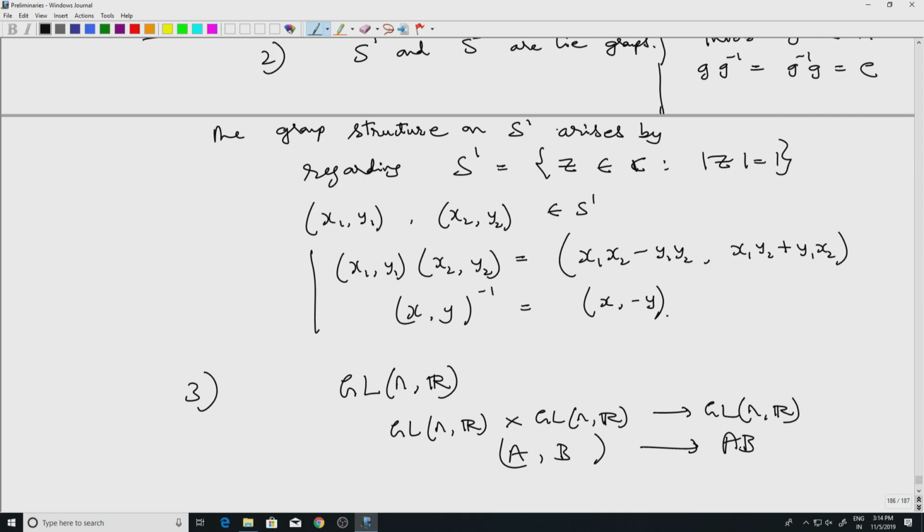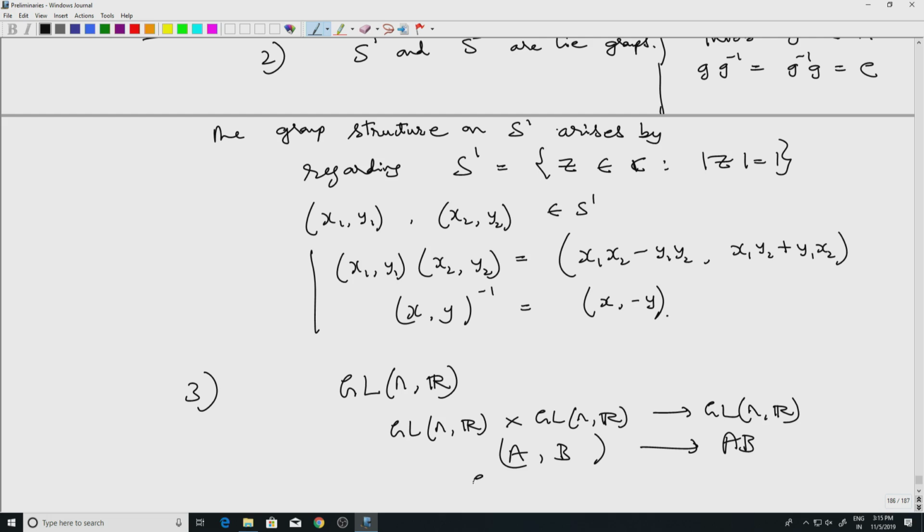Well, we do know that GLNR we have seen is just an open subset of MNR, the set of all n cross n matrices, which is R^(n squared). So when talking about smoothness, we can use the fact that this is an open subset, and think of these as maps from the Euclidean space R^(n squared) cross R^(n squared) to R^(n squared). Matrix multiplication gives rise to a polynomial map in the input variables. So therefore this is smooth.